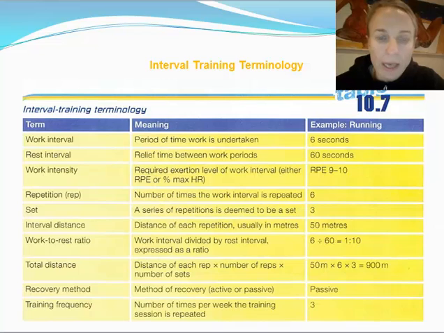You can have a look at this slide. This just gives some definitions of the terminology used, such as repetitions, you know, the amount of times you do a rep.